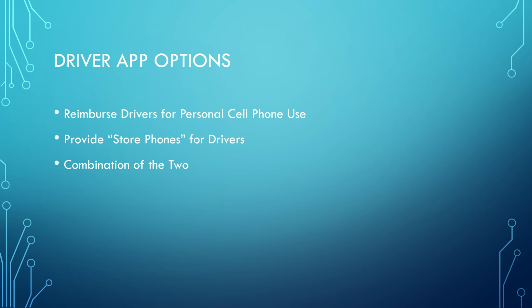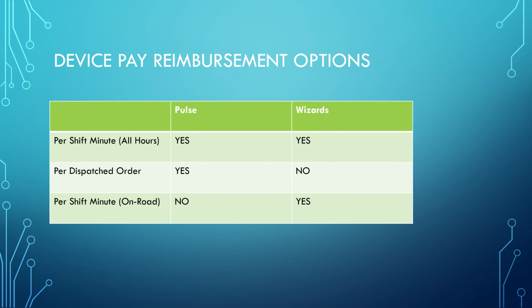So for the rest of this presentation, let's just go upon the assumption that you have decided to reimburse your drivers. So there are really three different ways that you can reimburse your drivers for their cell phone use. The first is a per shift minute for all hours. Pulse has decided to go based upon the minute as opposed to per hour, so I'm just going to keep that wording here. So per shift minute for all hours. The second way is per dispatched order, so you can actually pay them based upon the orders that they actually deliver on a per order basis. And then lastly, we've thrown a third option into the mix called per shift minute, only when they're on the road.